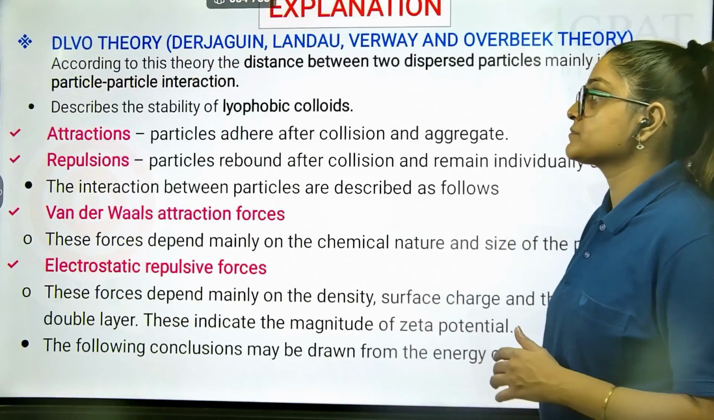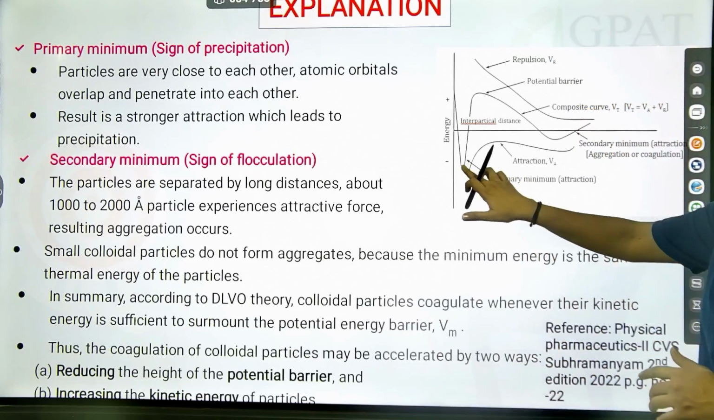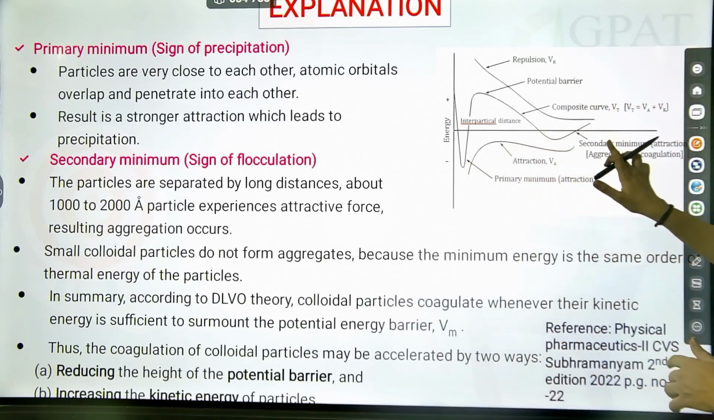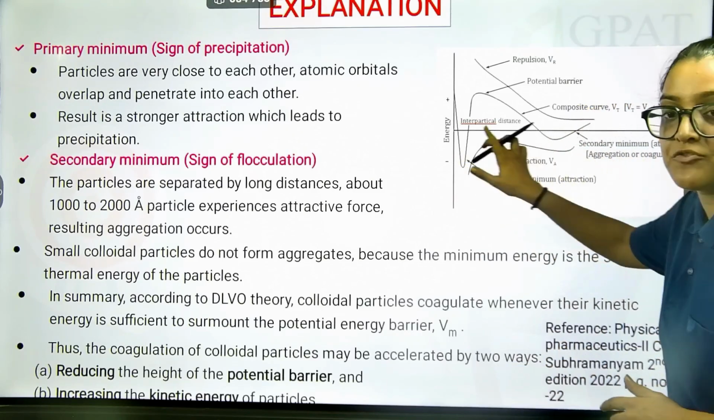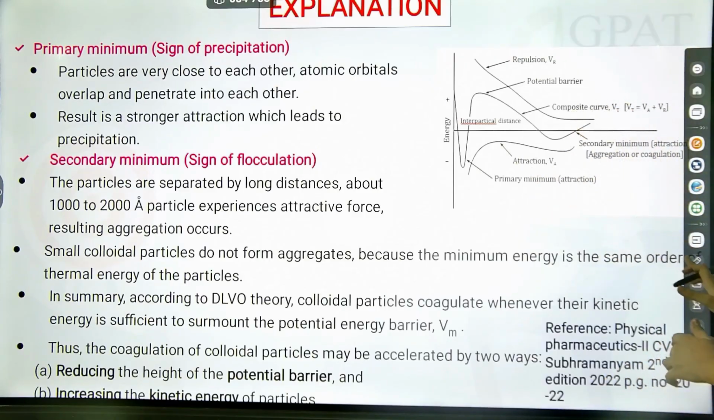Okay. Next, here you can already see the primary minimum, right? This stage, and we have a secondary minimum stage. Primary minimum is the region of the maximum attraction. Secondary minimum is going to the region of the coagulation.